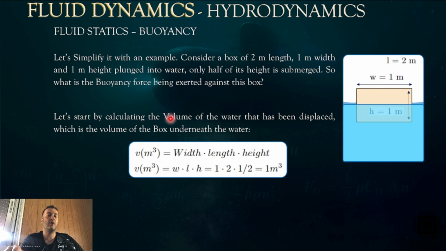Let's start by calculating the volume of the water that has been displaced, which is the volume of the box underneath the water. So the volume is width times length times height, W L H, correct? It is equal to width, 1 meter, times length, 2 meters, times 1/2 meter, 0.5, which is equal to 1 meter cubed.